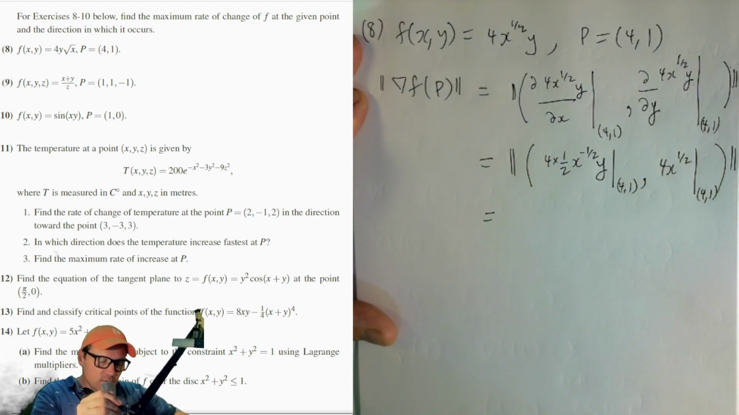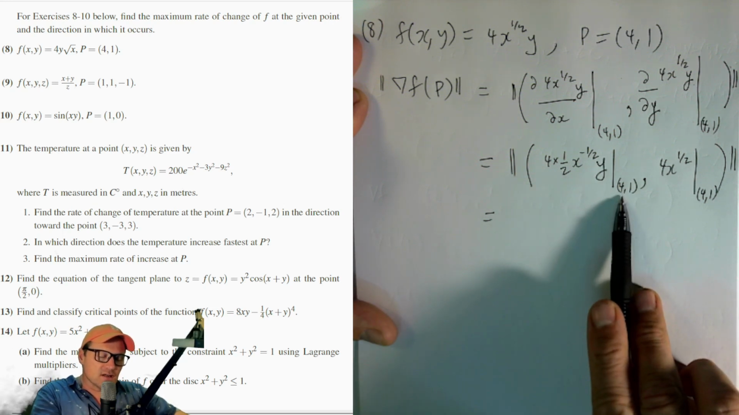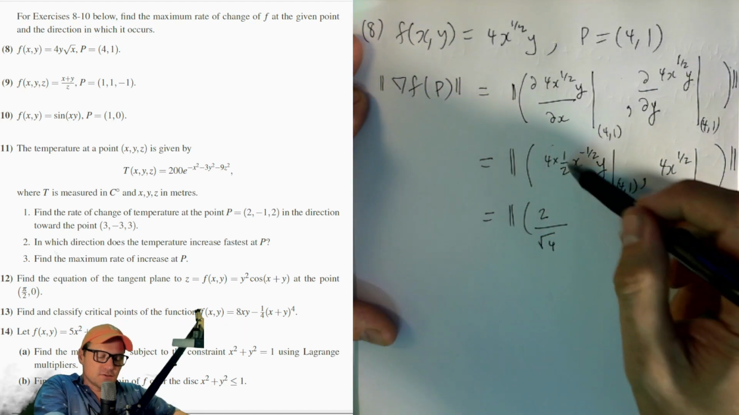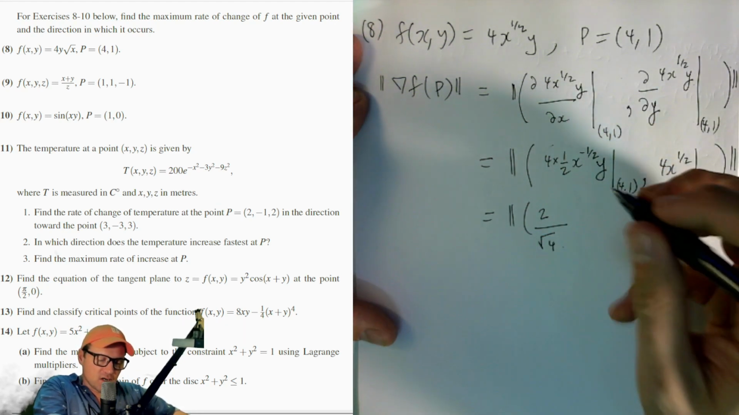All right, so continuing, 4 divided by 2 is 2. Then we substitute in 4 for x, so that's 2 over the square root of 4. 2 for this part, the square root of 4, and it goes down the bottom for the denominator.